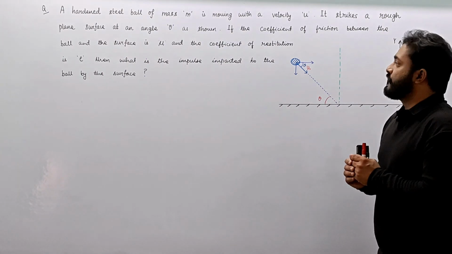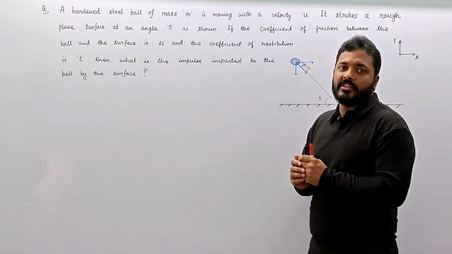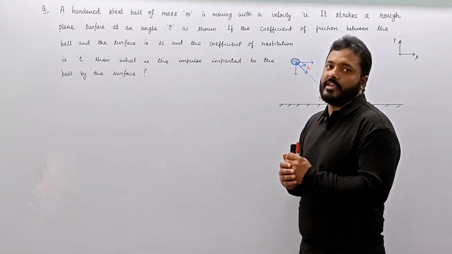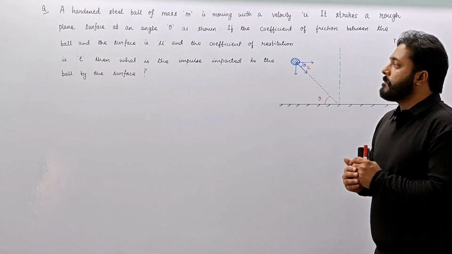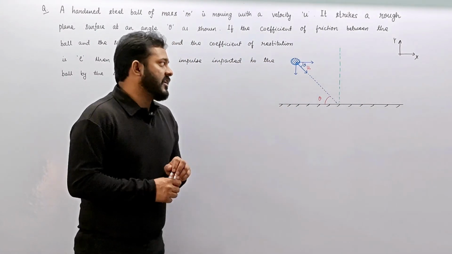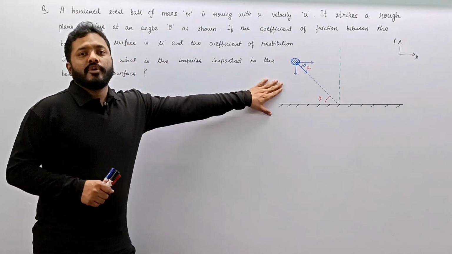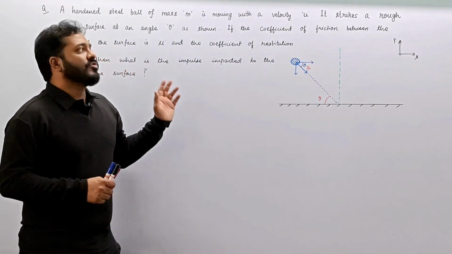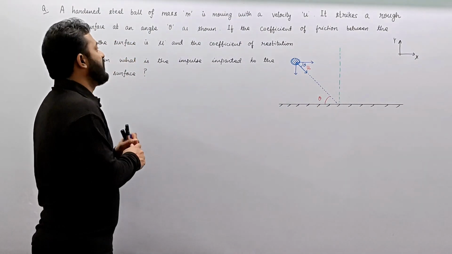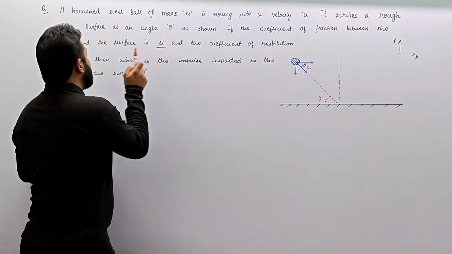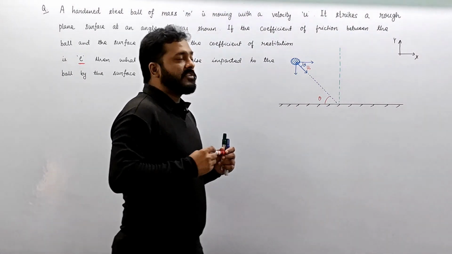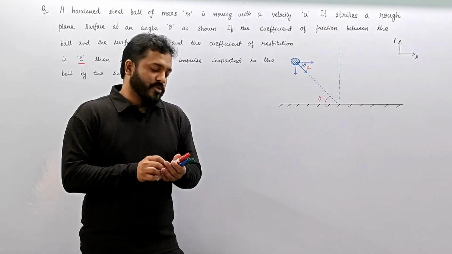If the coefficient of friction between the ball and the surface is mu and the coefficient of restitution is E, then what is the impulse imparted to the ball by the surface? And this is the diagram given to us. So what is new in this problem? What is new is that both the coefficient of friction and the coefficient of restitution are given. So let's get started on how to solve this problem.